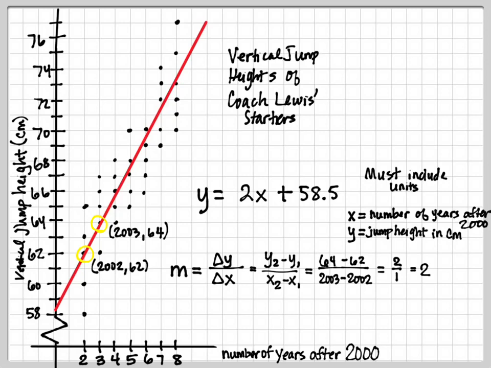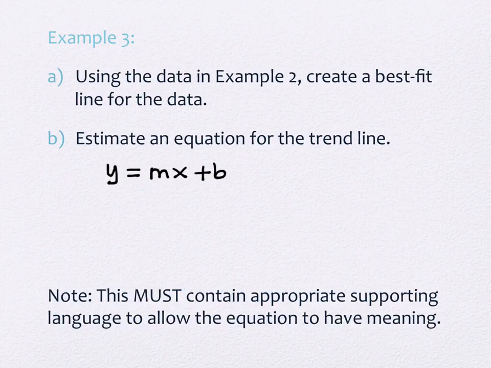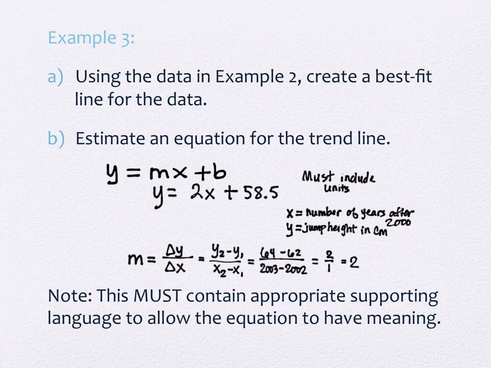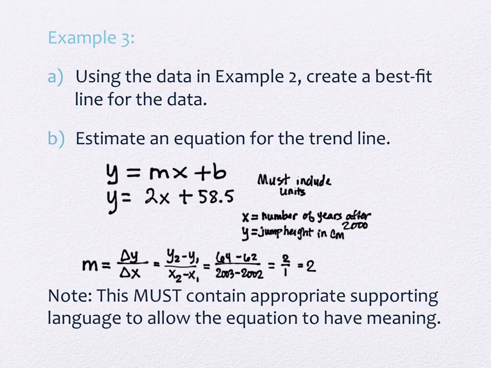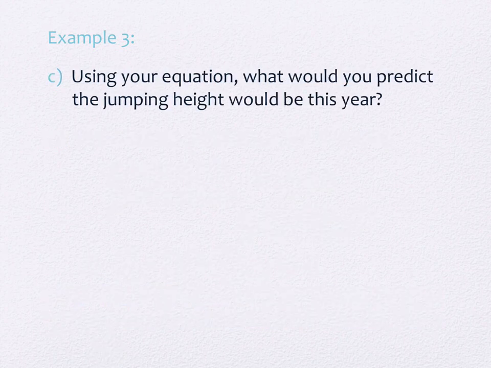Okay, so this is my equation and all the work. I'll copy all of it that I would be doing for part B. That fits in pretty nicely there. This note at the bottom: this must contain appropriate supporting language. That's the units it's talking about. This appropriate supporting language is telling what x equals and what y equals, in order to allow the equation to have meaning. Without that, the equation means nothing. It cannot be used to do anything, and that's the whole point of creating it, is to use it for something. So we're going to do that.